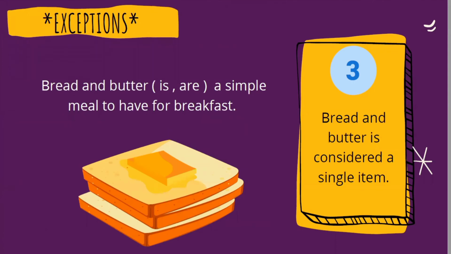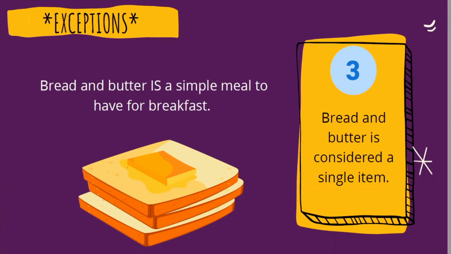Now, of course, it's the English language, so there are exceptions, and here's one. Bread and butter is or are a simple meal to have for breakfast. Now, there's a clue here. The answer is bread and butter is a simple meal. So the emphasis is not really on the bread and butter. We are calling bread and butter together a simple meal. It is a meal that we could have for breakfast. Therefore, we use a singular verb. It is considered as a singular subject in this instance.